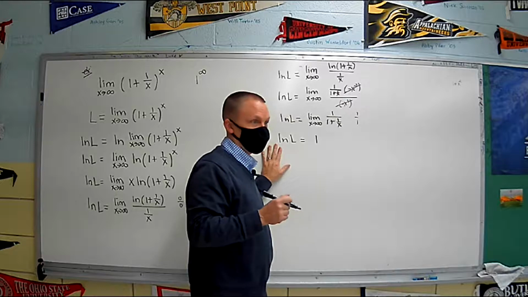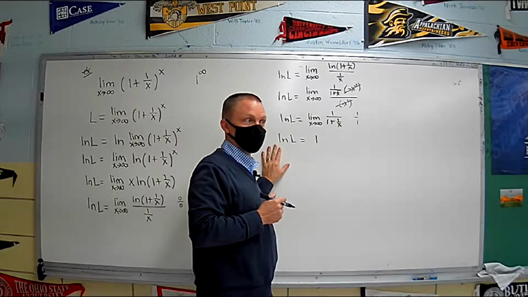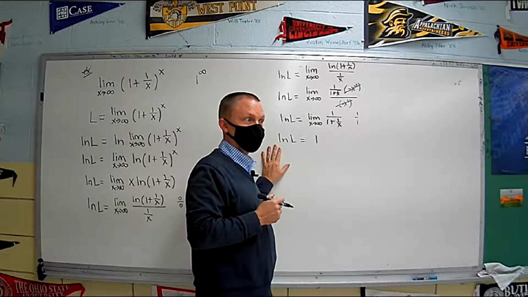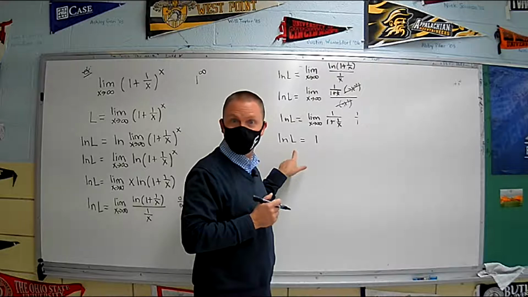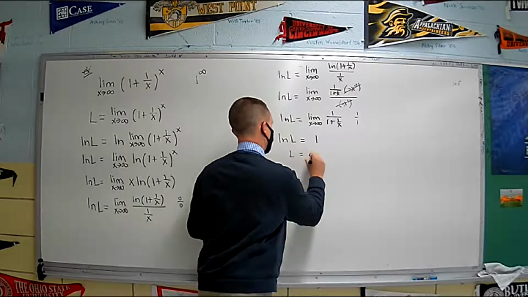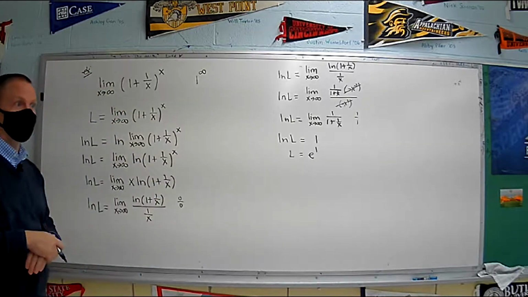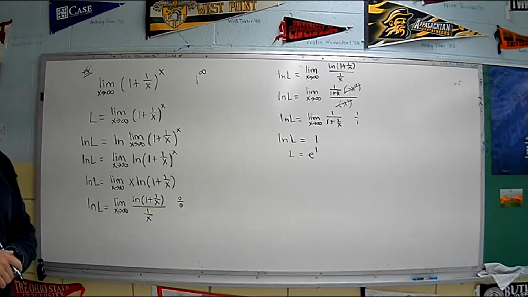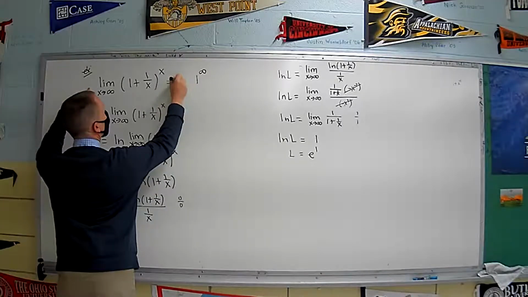What does the natural log of L mean? E to the first, this means L is e to the first, right? And there you go. That's what we thought it was going to be. This limit that we started with is e.